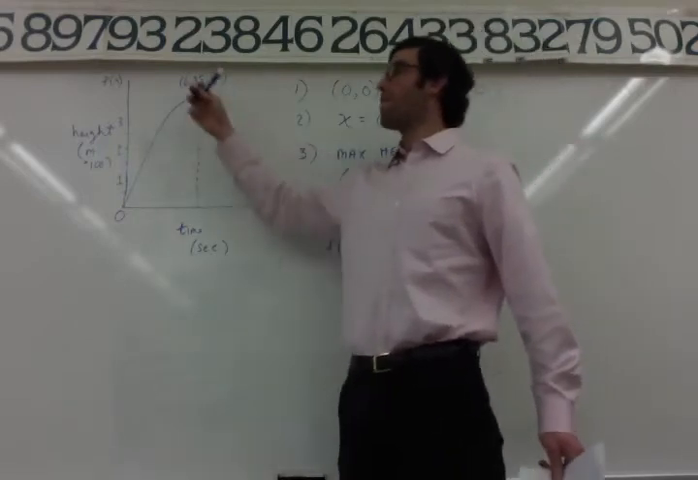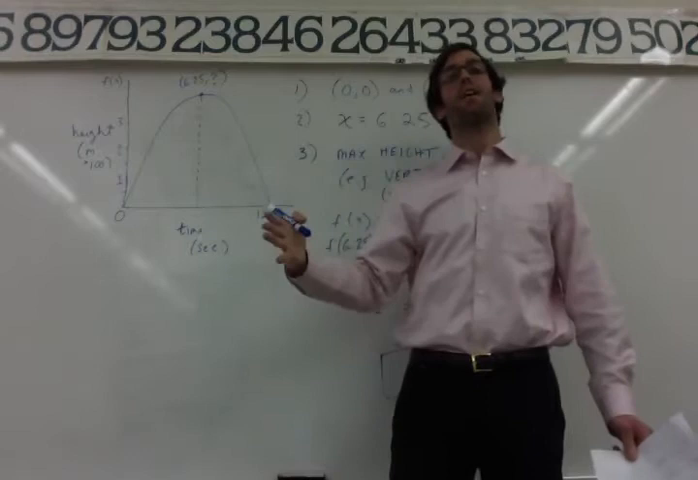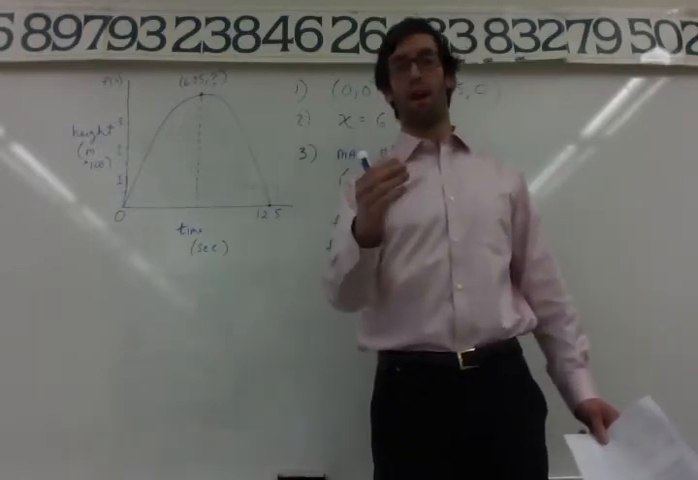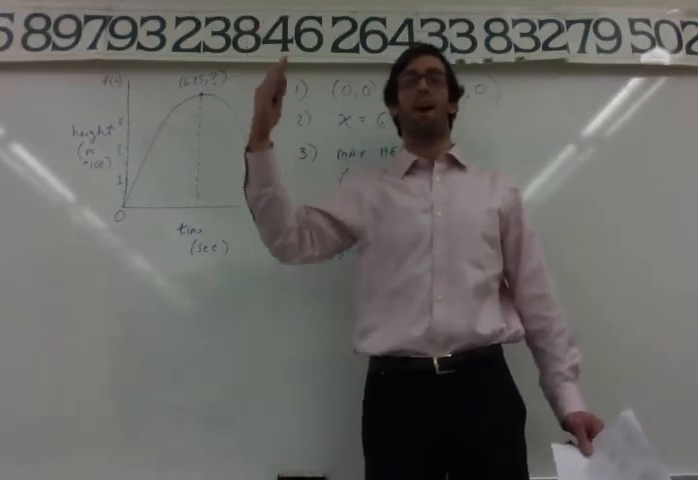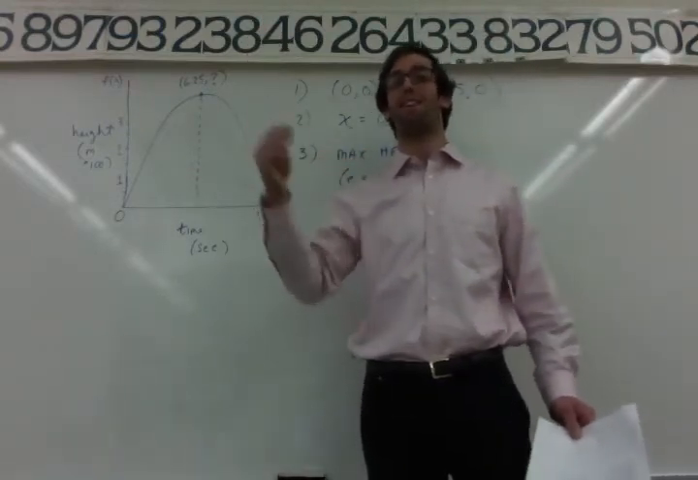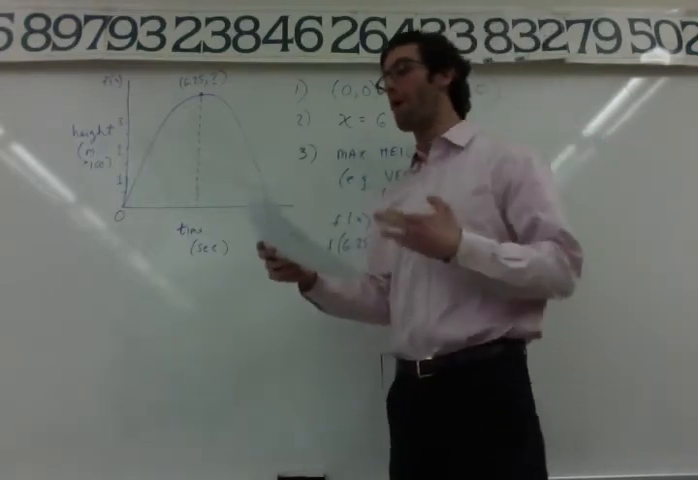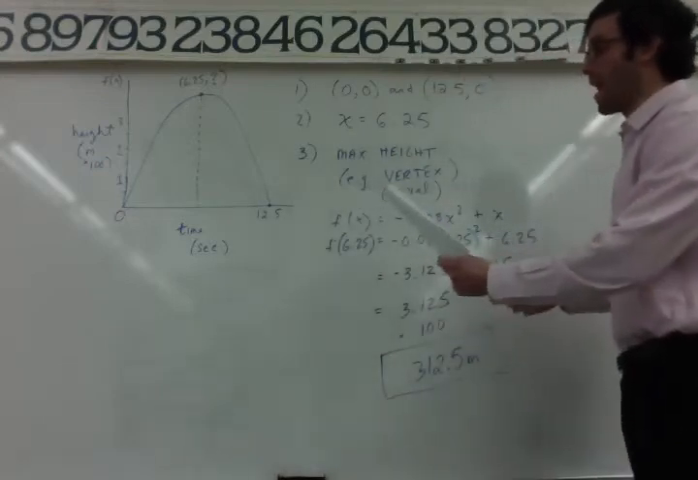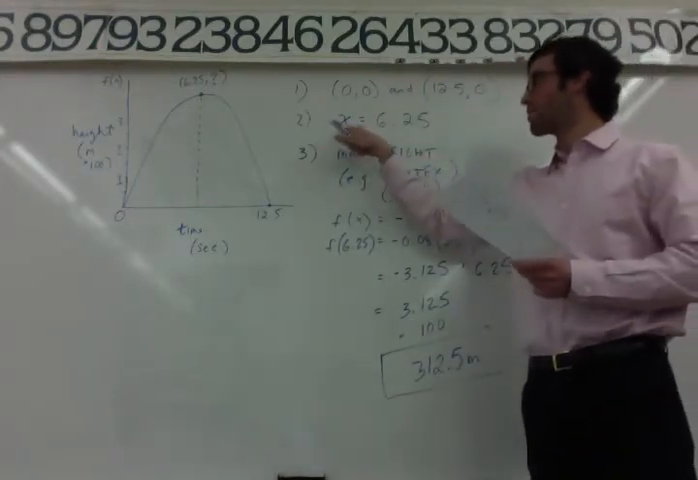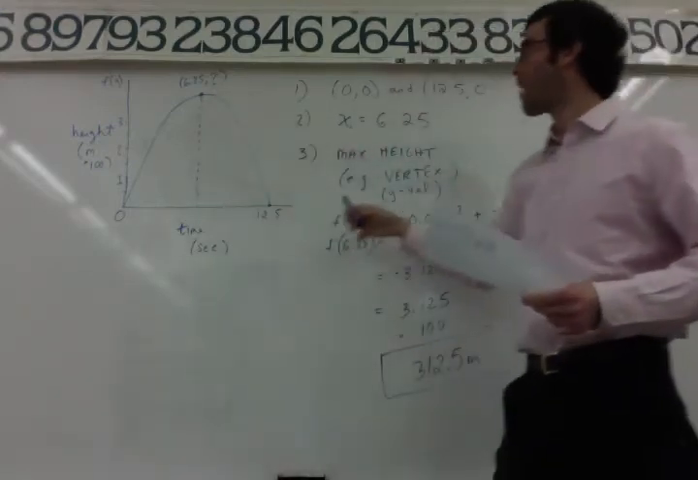The maximum point, the vertex, is going to tell us two things. The x value will tell us the amount of time that has elapsed when the projectile has reached a maximum point, and the y value is going to tell us what that maximum height is. So in problem 3, you see this. Problem 1 asks you for the coordinates of the x-intercepts. I've written them here. Number 2 asks us for the line of symmetry. Well, that's just halfway between the x-intercepts, 6.25.